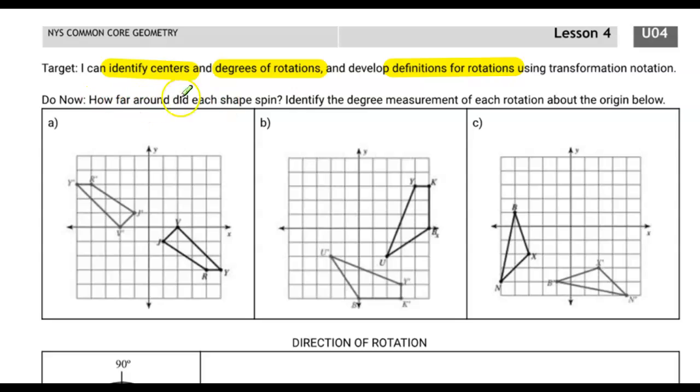For the do now, it says, how far around did each shape spin? We're going to identify the degree measurement of each rotation around the origin below. When the problem says about the origin, that's a geometry way of saying around the origin. All right, pause the video, try this one out, and then come back to see if you get it right.